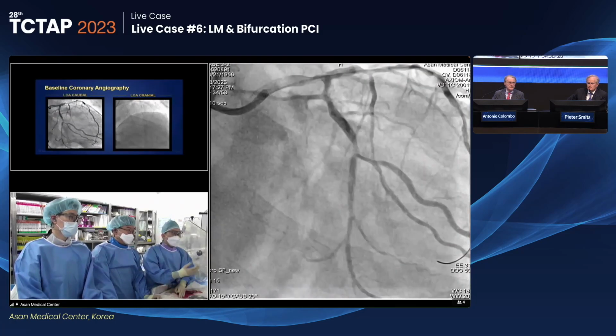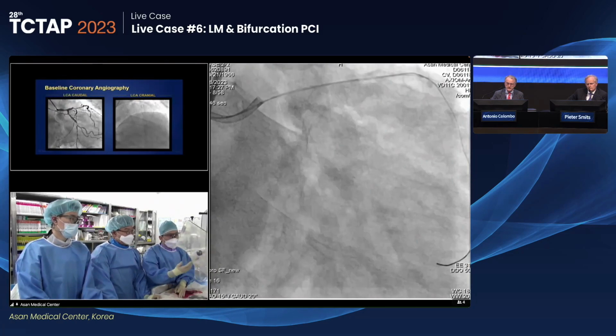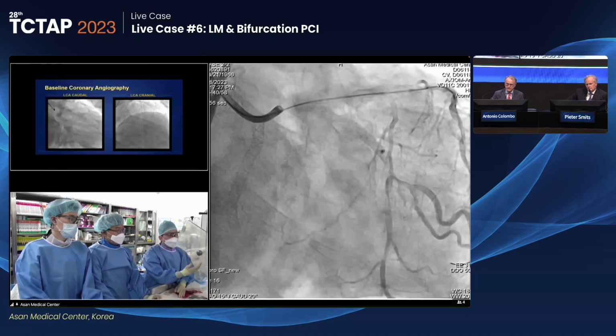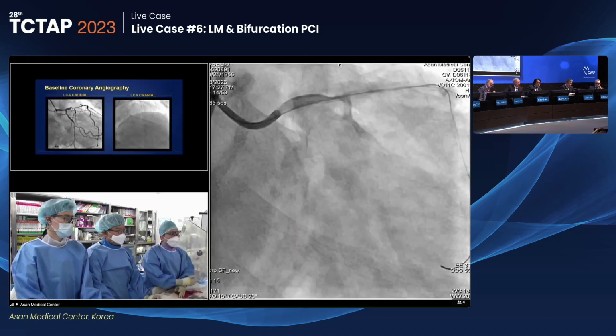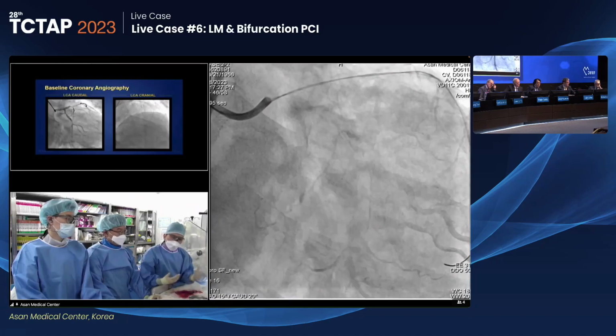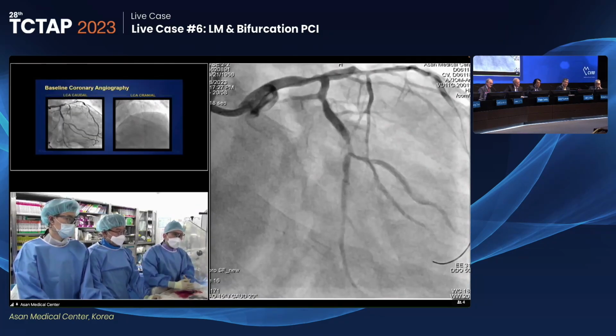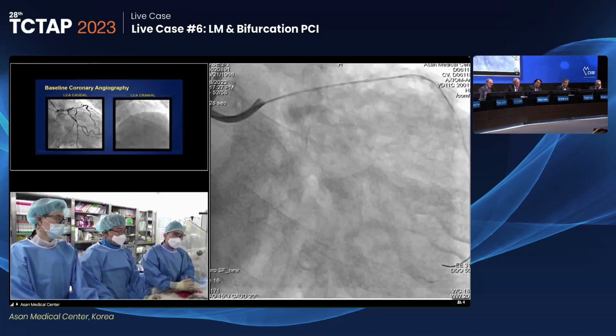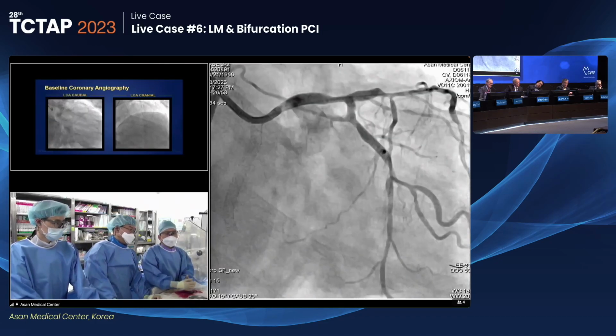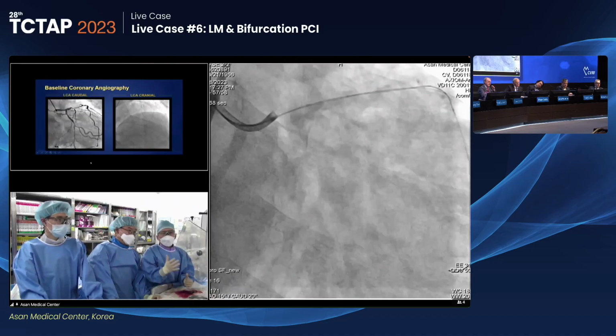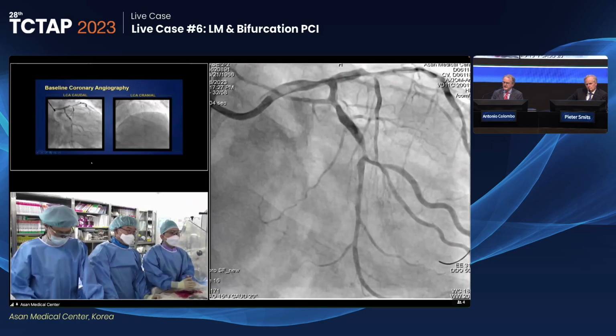And for circumflex, I think that, as Colombo said, that circumflex has an intermediate stenosis. So because we are the FFR guided center, usually we measure the FFR for this lesion. Next. But can you please show the FFR? Let's concentrate on the LAD now.